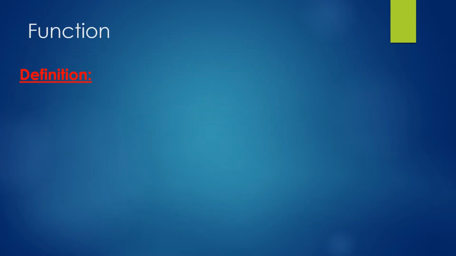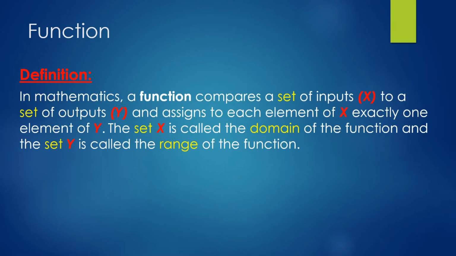First, let's start with the definition. In mathematics, a function compares a set of inputs, x, to a set of outputs, y, and assigns to each element of x exactly one element of y. The set x is called the domain of the function, and the set y is called the range of the function.